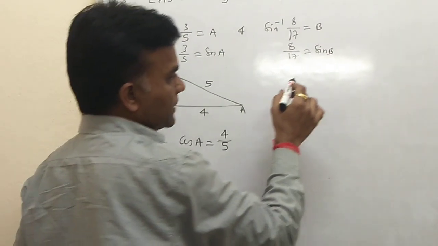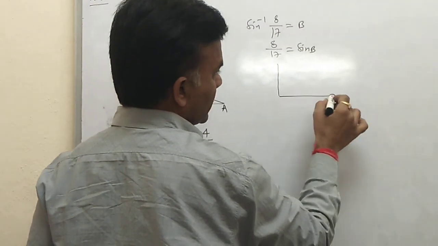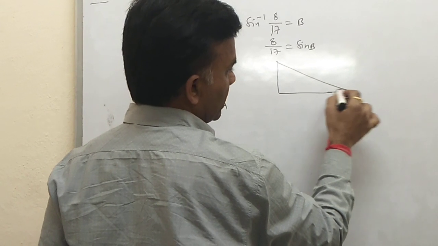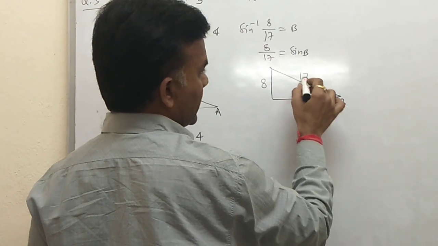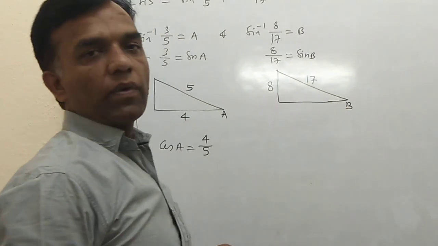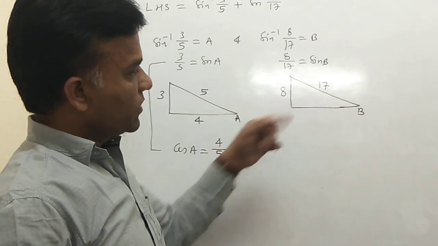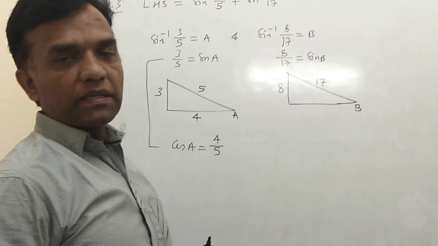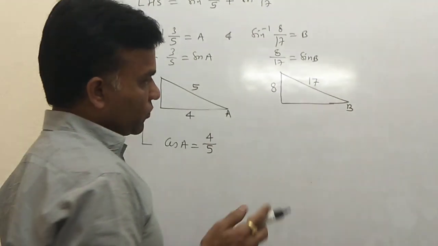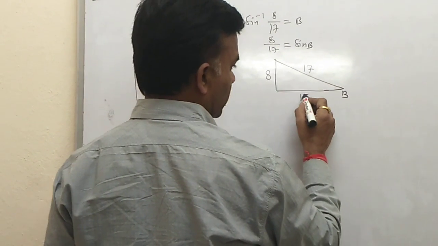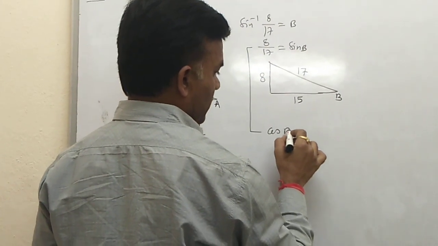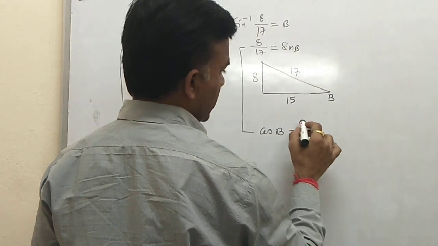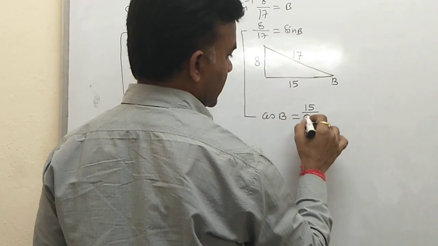Okay, similarly, now again you draw the triangle, but this triangle is for the angle B, and now you have the values 8 and 17. Now 17 squared is 289, and 8 squared is 64. So 289 minus 64 is 225, and the square root of 225 is 15. So you write down 15 here. And similarly, you find the cos. You have the value of cos B, that is 15 by 17.